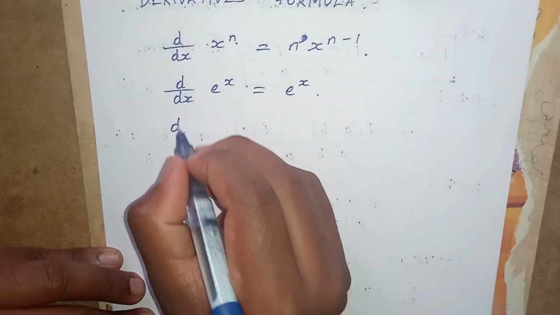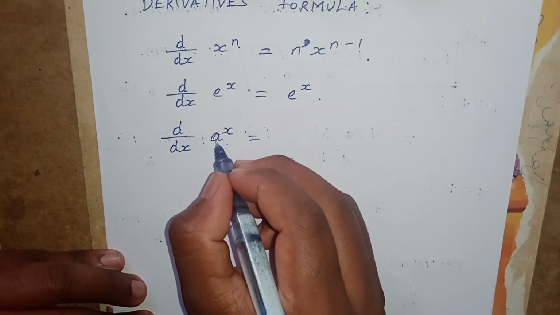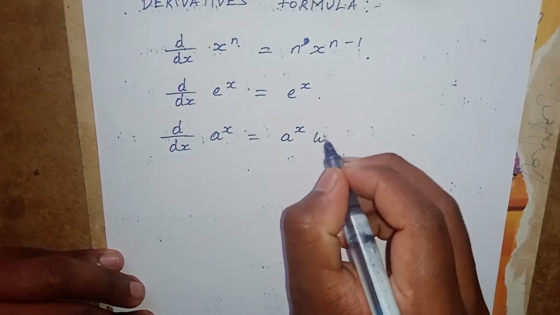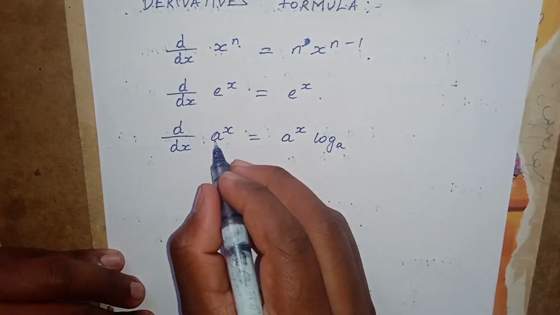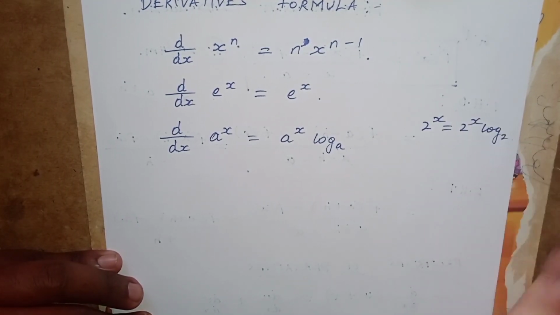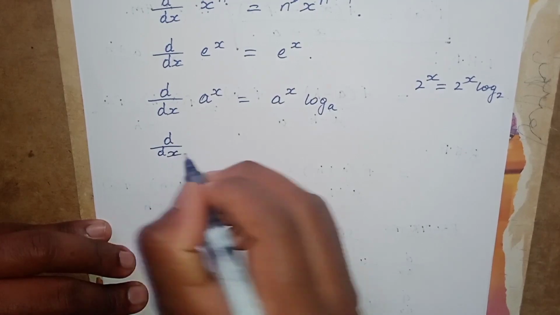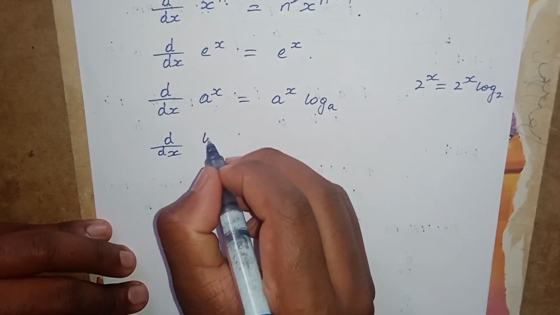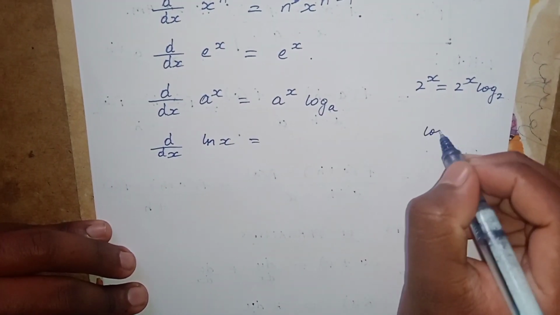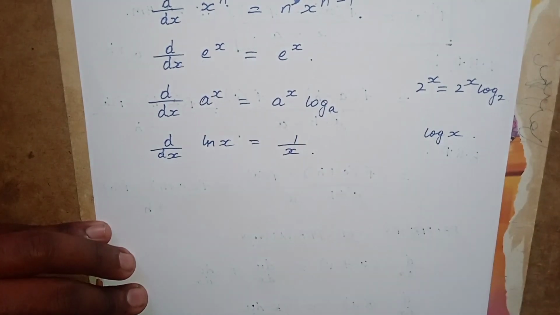Next, d by dx of a power x. Here it is an exponential function, where a is a constant real number. The result is a power x log a. Suppose I am taking 2 power x, here it is 2 power x log 2. Next, d by dx of ln x. Ln is nothing but the logarithmic function. If we differentiate log x, we will get 1 by x.